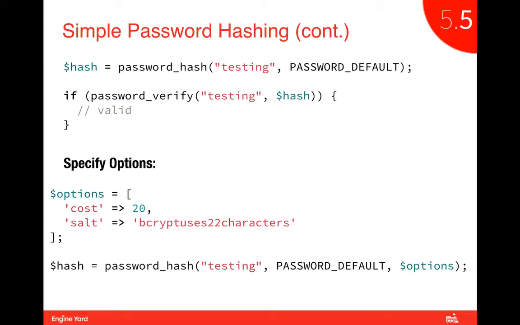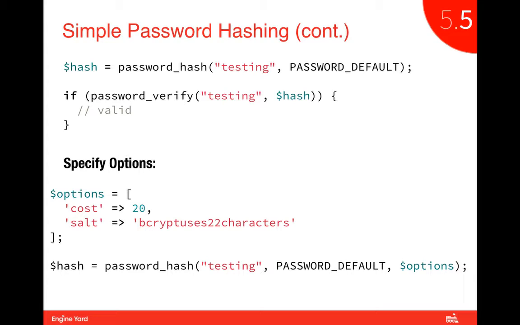So what does this look like? $hash equals password_hash, testing, PASSWORD_DEFAULT. That second argument is the algorithm to use. Right now it only supports bcrypt, but if in 5.7 bcrypt gets compromised, they decide to do away with bcrypt, they will update PASSWORD_DEFAULT to be whatever the latest most secure thing is. So the next password that you hash after they make that update will get the next greatest.